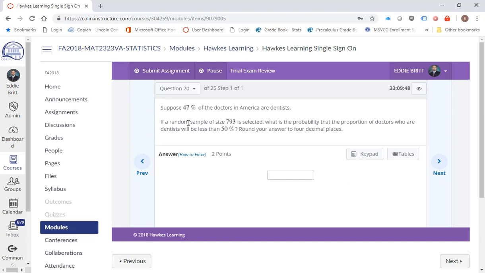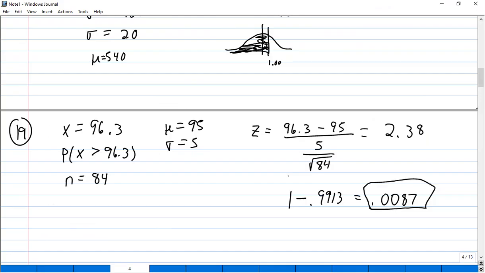Problem number 20. I see that I have a percentage, so this is going to be a proportion problem, and we are talking about probability. So remember, our formula is a little different finding the z if you have proportions. Let me refresh your memory.